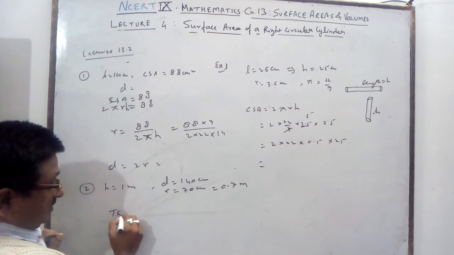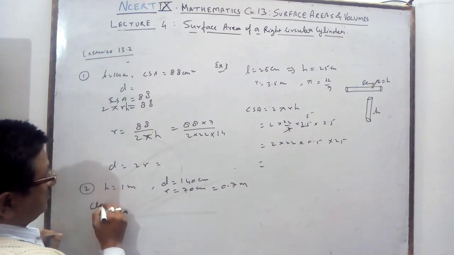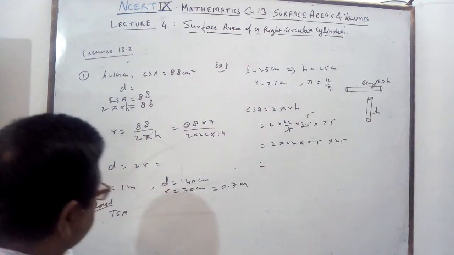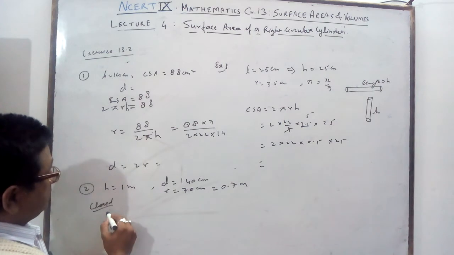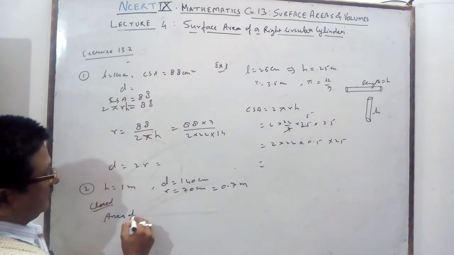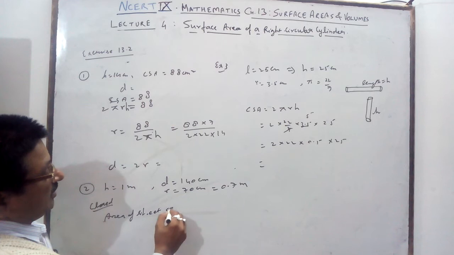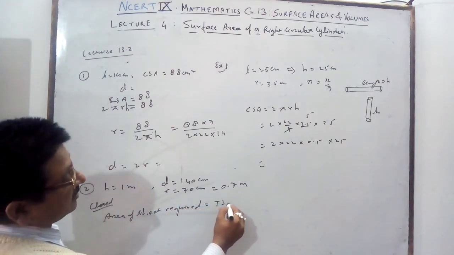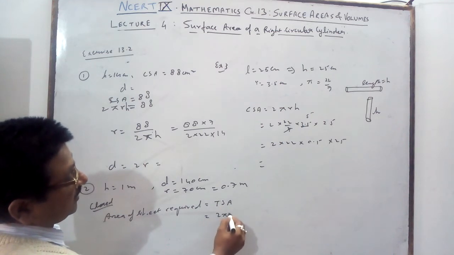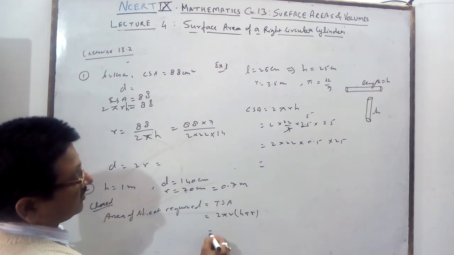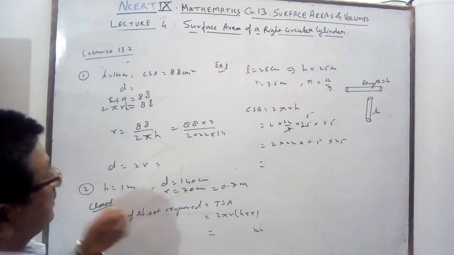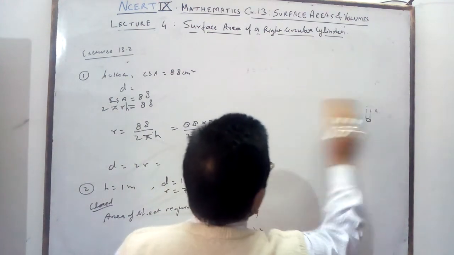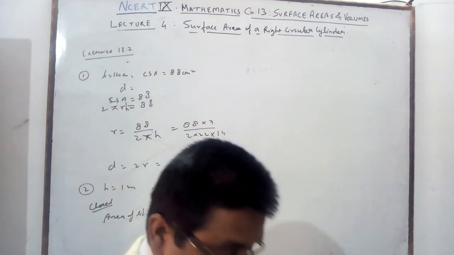So it is the total surface area, because it is closed. Closed means the area of sheet required is TSA. Area of sheet required to make it is equal to the total surface area of the cylinder, that is 2 pi r into h plus r. You get your answer in meter square. Pi you can write as 22 by 7 here. Question number 3 is here.